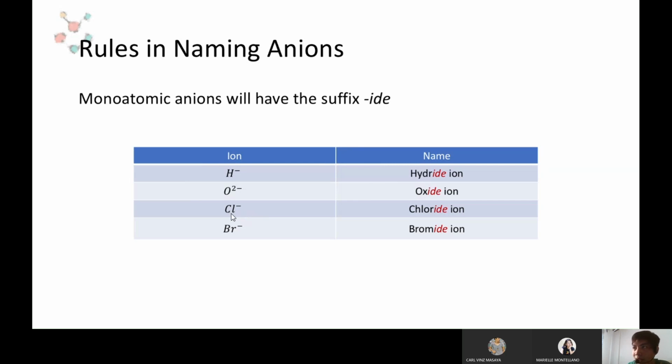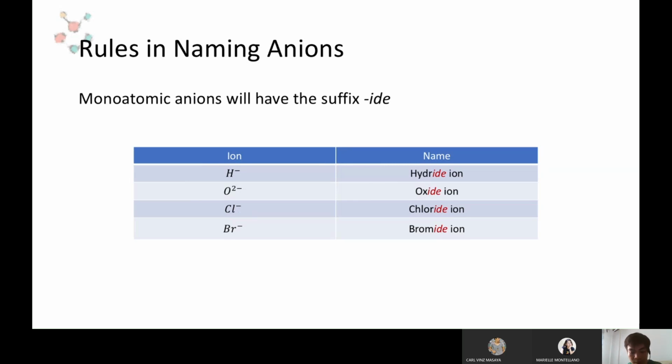Okay yan, no? Cl negative. Isang ion yan, and isang atom lang yan. So, the chlorine, gagawin mong chloride, no? Palitan mo yung -ine sa chlorine ng ide. Chloride. Bromine. Pero ion siya. So, gagawin mong ide. Bromide. Okay. So, ito, technique na to actually for you to remember: pag isang atom lang siya, tas ion siya, ang suffix niya ay ide.